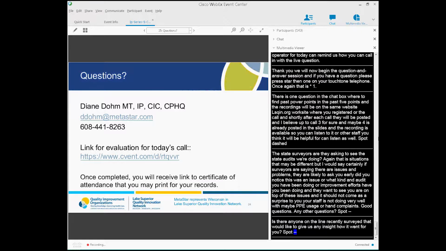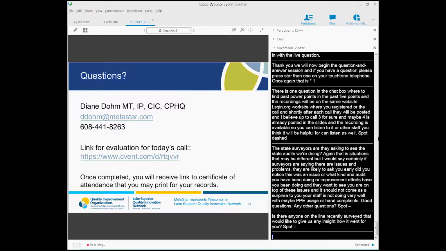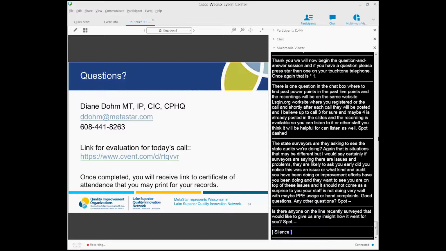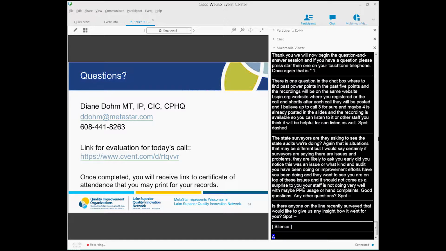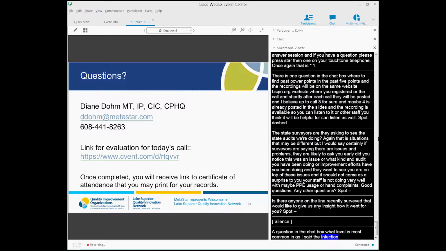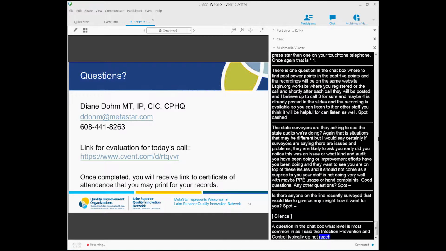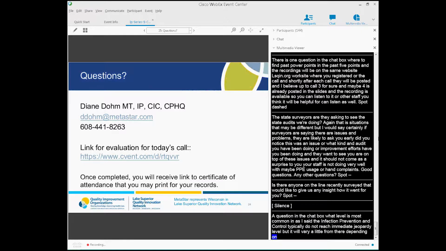So the question in the chat box: what level of citation is the most common? As I said previously, the infection prevention and control ones typically do not reach the immediate jeopardy level. It will vary a little bit from there depending on what they're seeing and how much of it they're seeing. So that is kind of how that process works.